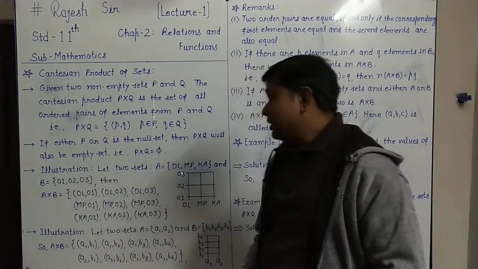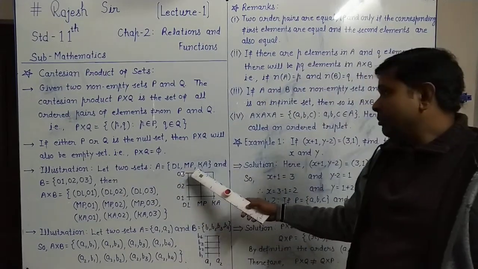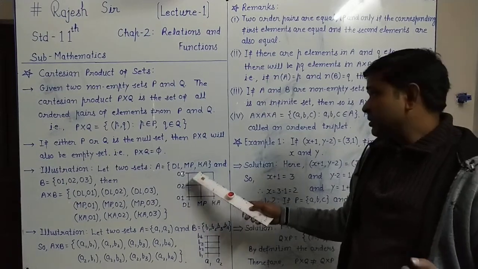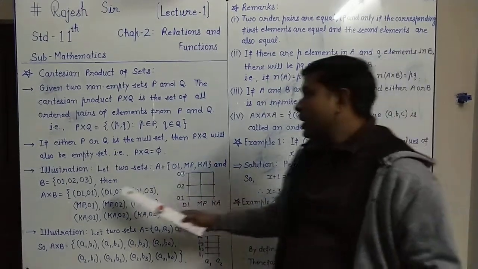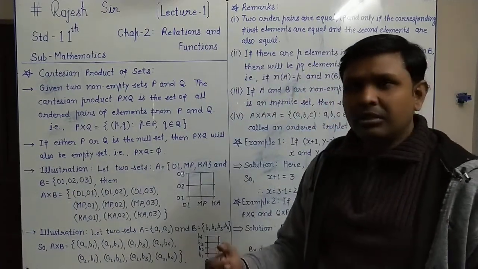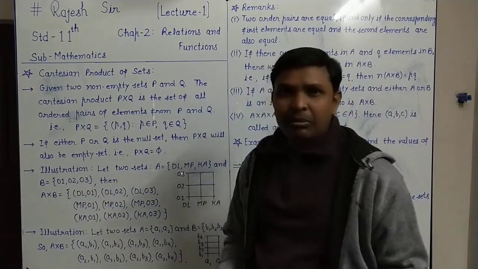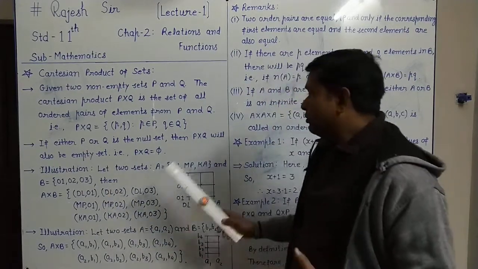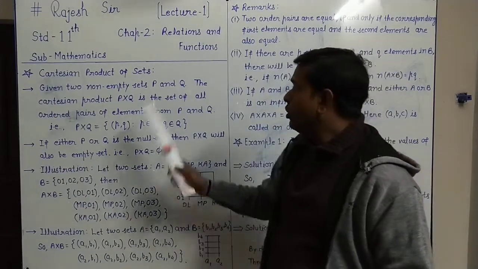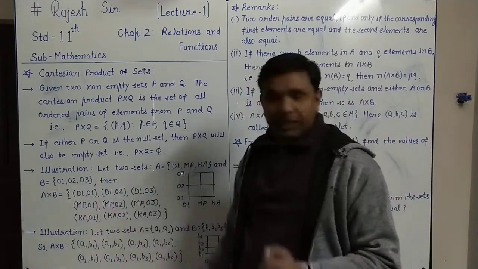We have to understand it with an illustration. Let two sets be A equals DL, MP, KA, where DL is for Delhi, MP for Madhya Pradesh, KA for Karnataka, and B equals 01, 02, 03. They are used in license or number plates; the numbers 01, 02, 03 are series numbers. If you want to find A cross B, by the definition we have to make all the ordered pairs with elements from A to B.